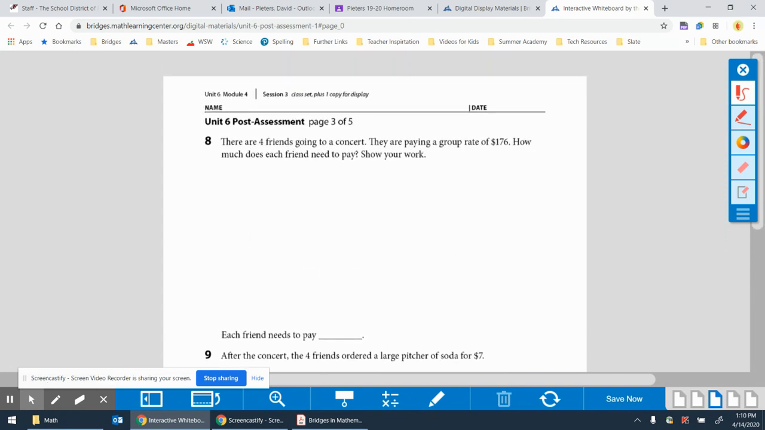There are 4 friends going to a concert. They pay a group rate of 176. How much does each friend pay? Show your work. So total amount paid was 176. So we're looking at our equation. Oh, wow. That was really sloppy with the computer. $176 divided by the 4 friends equals blank.